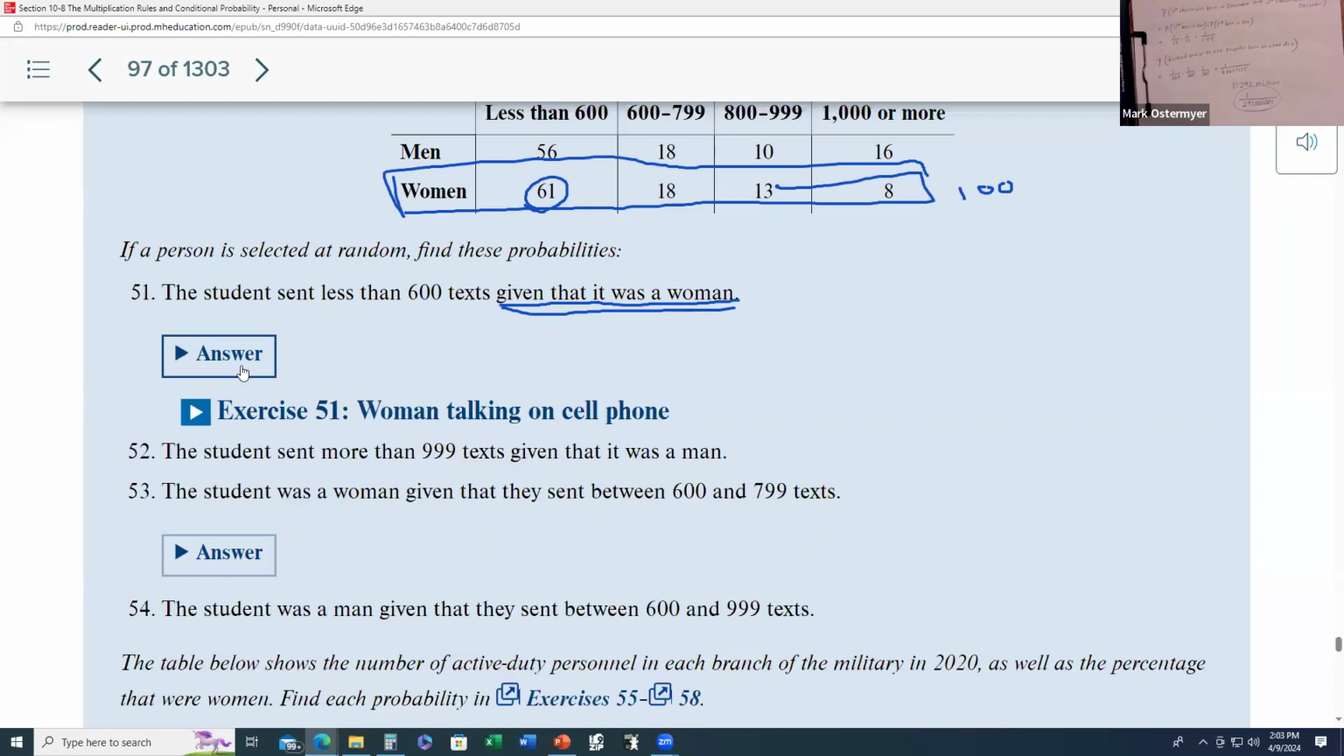Anybody get that? Wait, how did you get 100? You got to add all the women up in this row. 61 plus 18 plus 13 plus 8. That gives you 100 women, correct? And of the 100, 61 sent less than 600 text messages a week. So the probability is 61 over 100, 0.61. Does that make sense how we got that?